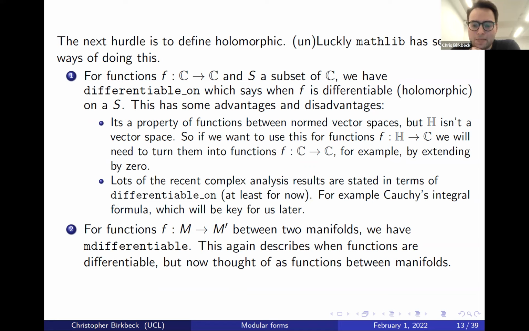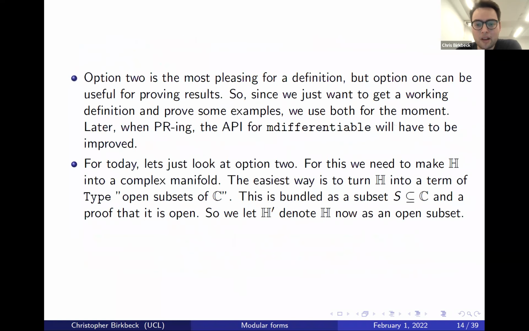intrinsic. But there is a nicer way of defining differentiability or holomorphicity, and it's MDifferentiable. So I think M stands for manifold, and this tells you when a function between two manifolds is differentiable. And this is great because somehow this doesn't rely on me extending my functions arbitrarily. I can use this option to just say when a function between the upper half space and the complex numbers is differentiable. But now I need to think of the upper half space not as a subtype, not as a set of elements whose imaginary part is greater than 0. I've got to think of these as a complex manifold.